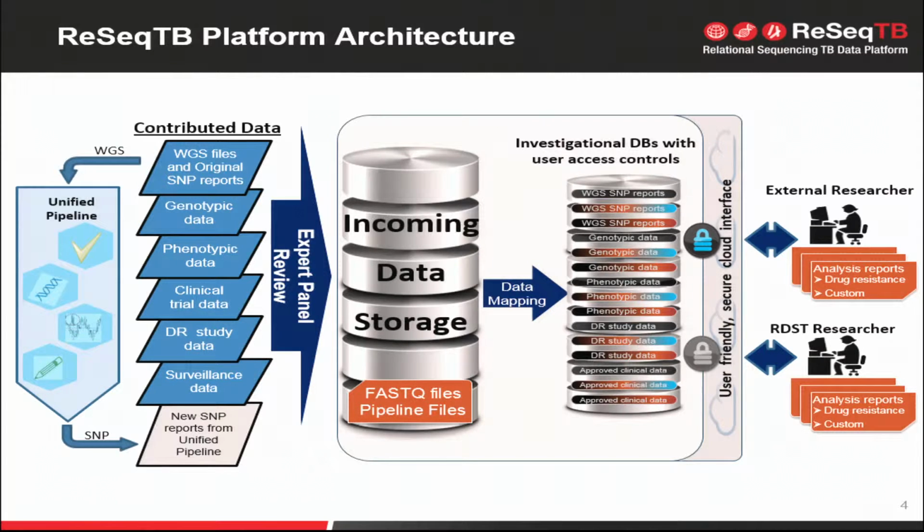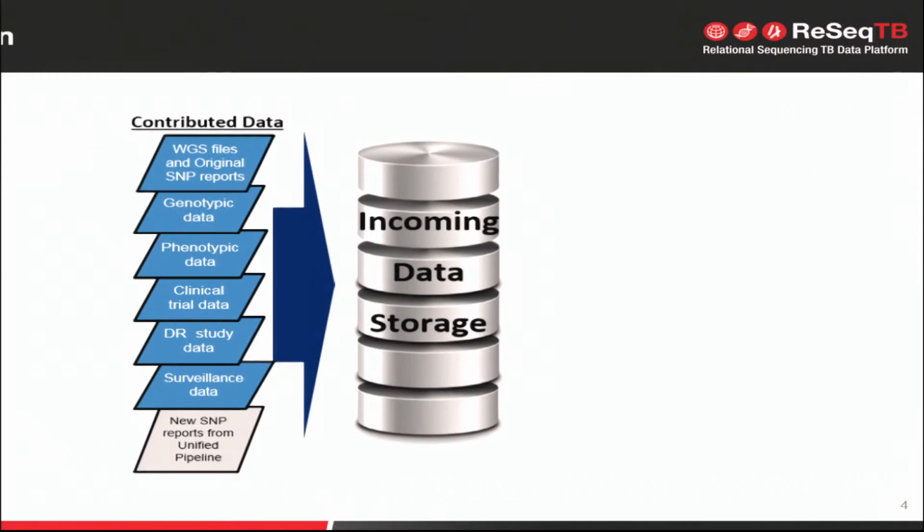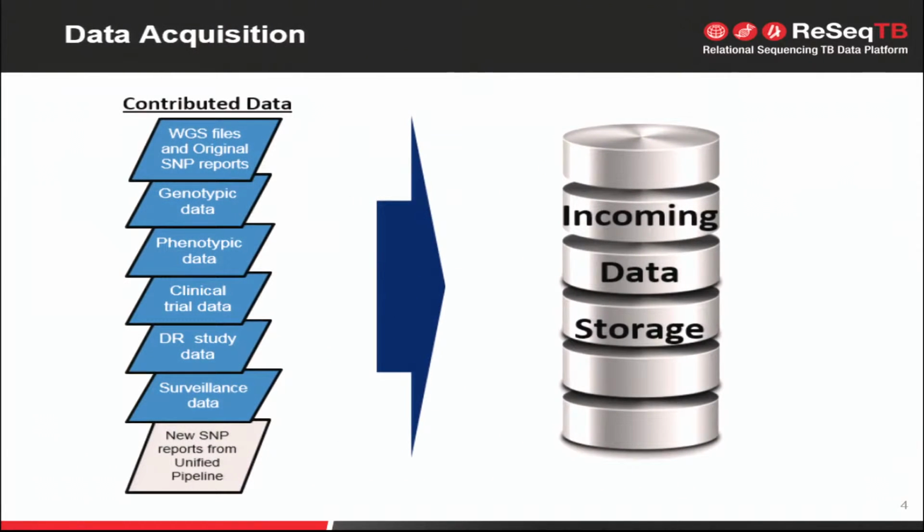And then that investigational database, that's where we aggregate the data. It goes through a data mapping process where we normalize it to a standard. We use the CDISC standard. And then we make it available to end users. So first we'll talk about the contributed data and how it gets to the incoming data storage server.